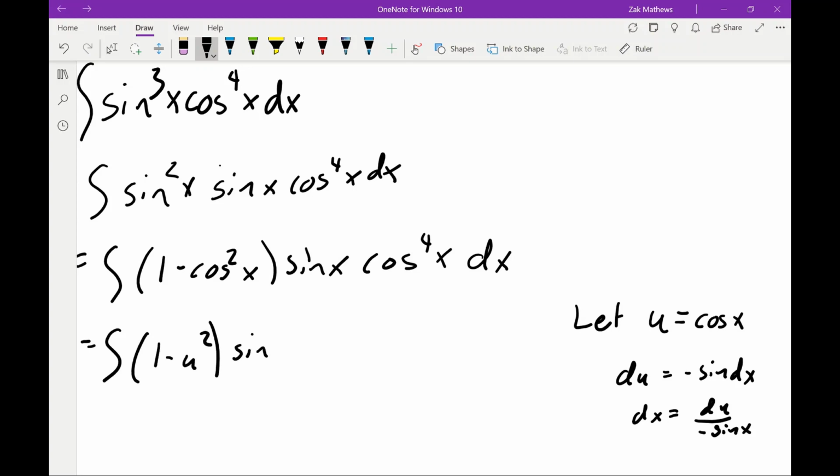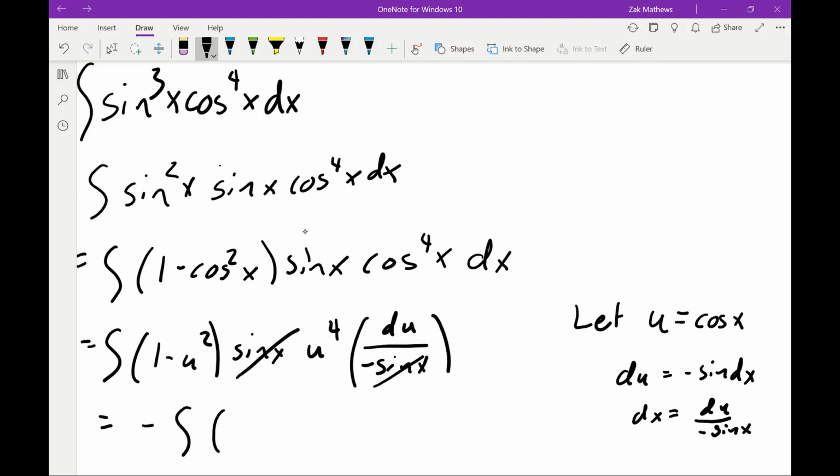We have that sine x there. We have cosine to the 4th, which is just really u to the 4th. But then dx, we've just replaced with du over negative sine x. And so we see those sine x's cancel. We can pull the negative to the front. We have the integral of 1 minus u squared times u to the 4th du.